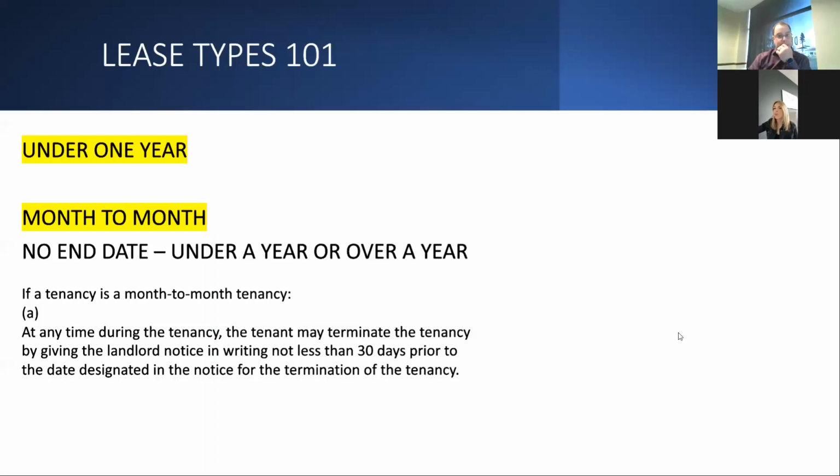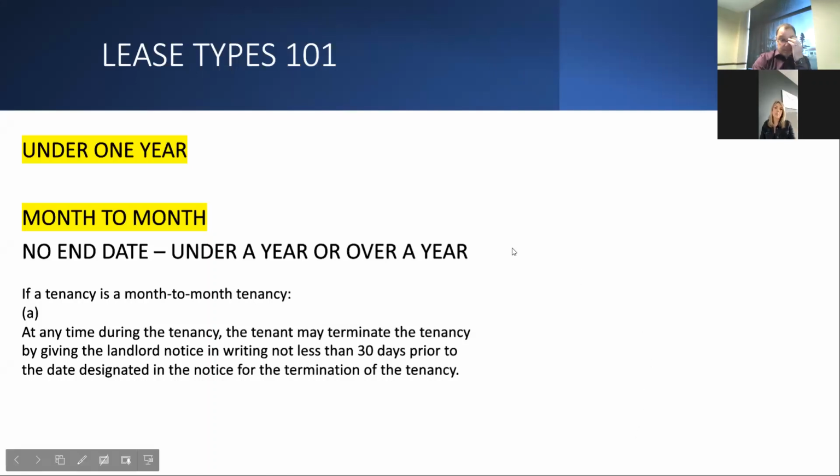The first one is under 1 year of tenancy. Under 1 year of tenancy just means they have resided at the property for less than 1 year. They could be in a fixed term lease, or a month-to-month lease, or a week-to-week lease. It doesn't really matter. If they've been there under 1 year, they are considered under 1 year tenancy.